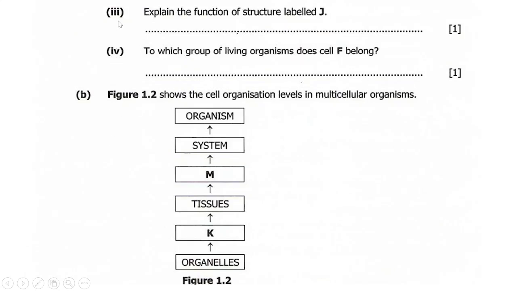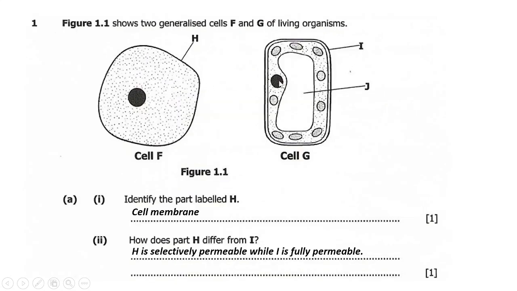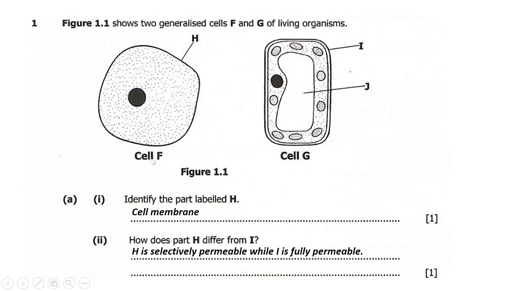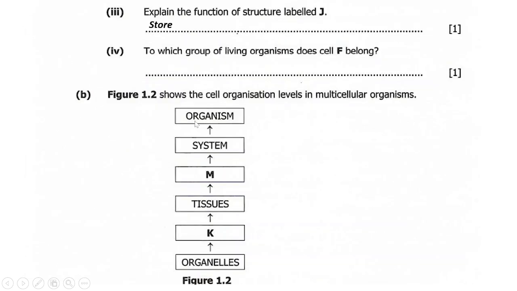Okay. Roman numeral 3 says explain the function of the structure labeled J, the vacuole. What is the function? It stores nutrients, water, and waste products. Then Roman numeral 4 says to which group of living organisms does cell F belong? To which group of organisms does this cell F belong? That one belongs to animals.